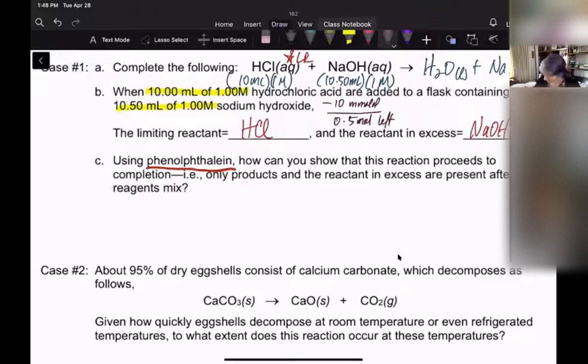Right, so NaOH final is 0.5 millimoles over 20.50 milliliters. Right, so just quick stoichiometry review in case the lecture wasn't enough. You can just do these in millimoles and milliliters. The millis cancel.